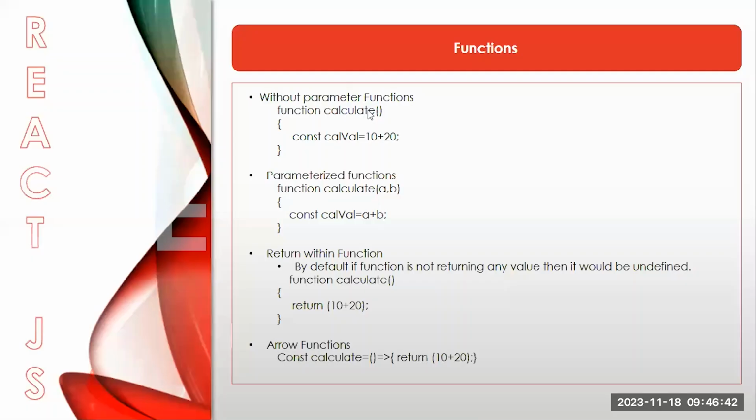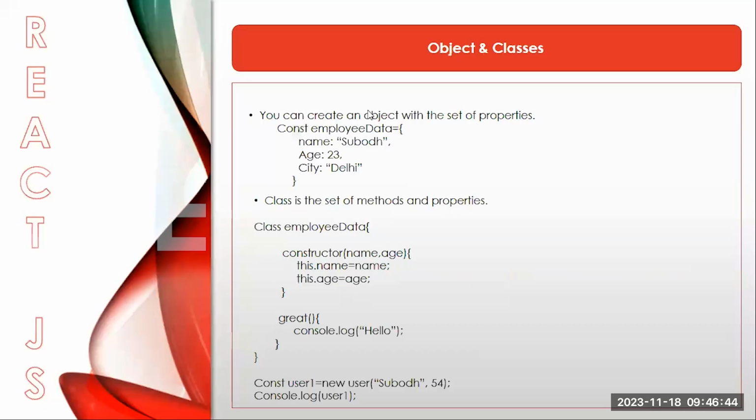Okay, so objects and classes. You know about arrays, and like that we have objects in JavaScript. You can create your own objects. Here, const employee data has a name, age, and city. So this is the object, and these are the properties of this object. Like that, you can create your own object.